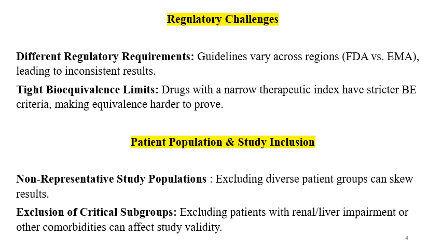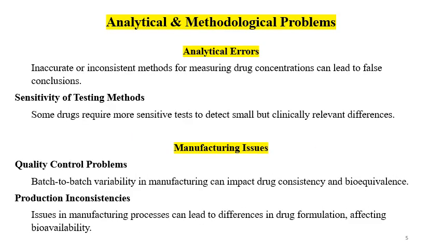Patient population and study inclusion. This is another challenge, another problem, or another reason for the failures. Non-representative study population: excluding diverse patient groups can skew the results. In exclusion of critical subgroups, excluding patients with renal or liver impairment or other comorbidities can affect the validity, because all these types of factors affect the pharmacokinetics.